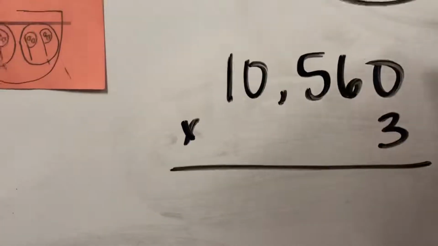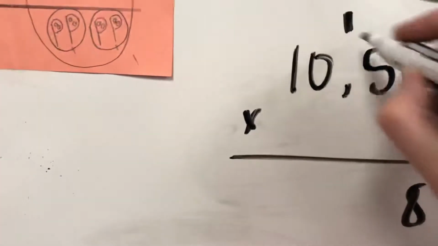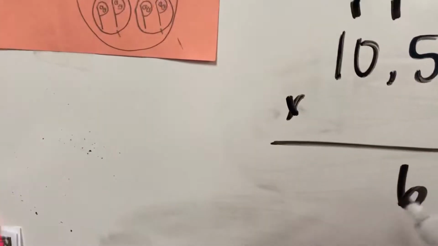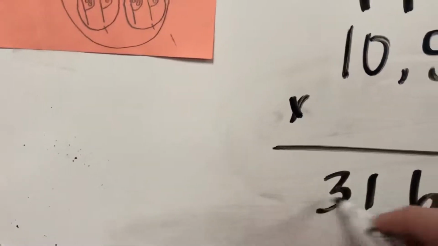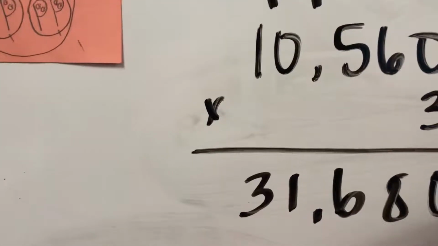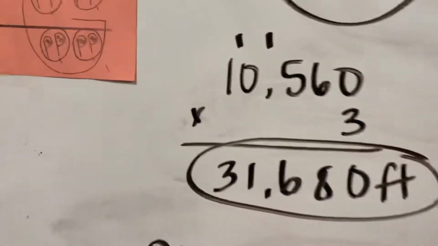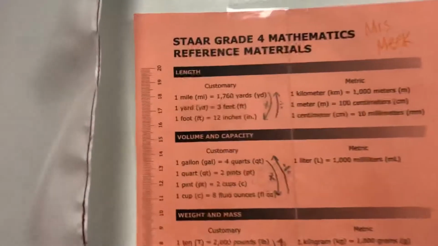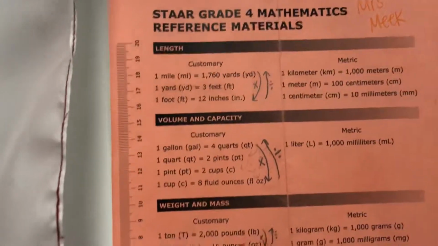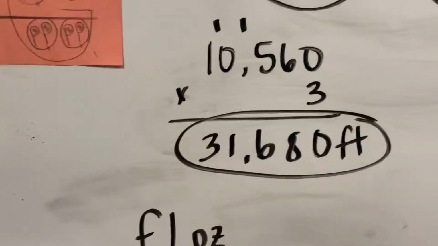So I'm gonna go straight into the math. 10,560 times 3. There we go, sorry, a little off. 3 times 0 is 0, 3 times 6 is 18, 3 times 5 is 15, and so on. Okay, 31,680 feet, which does answer the question, so I am done. That means that if I have 6 miles, that is the same as 31,680 feet, okay?